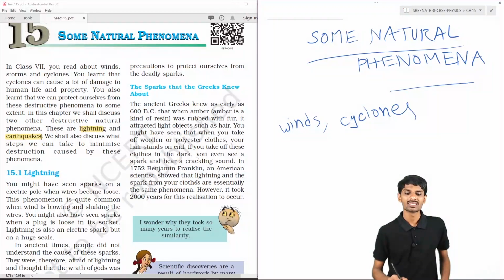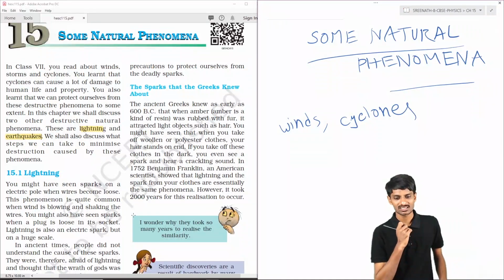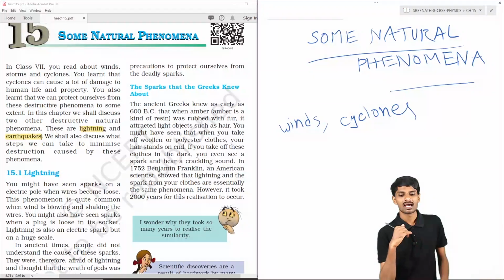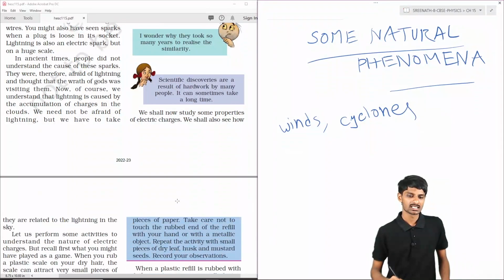Benjamin Franklin, an American scientist, in 1752 said that lightning and the sparks from your clothes are essentially the same phenomenon. Lightning and the sparks from clothes are both the same. That is the thing, students.